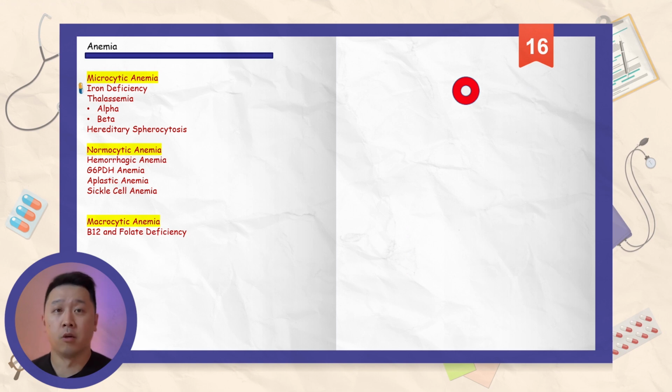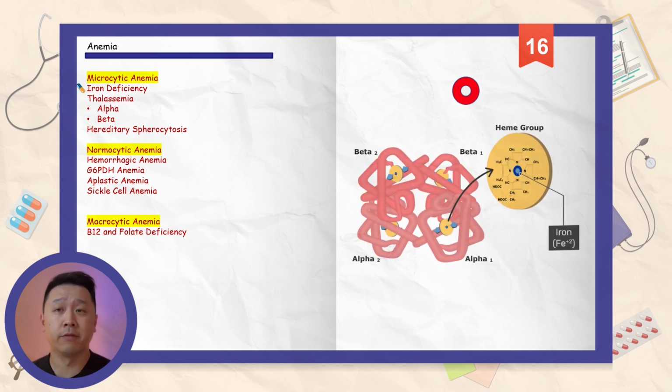Microcytic anemia, one of the most common, is iron deficiency. It's one of the subtypes of microcytic anemia, and iron is usually needed for the production of hemoglobin. Without iron, the production of hemoglobin is compromised, as well as oxygen transportation. This would explain why the mean corpuscular volume in iron deficiency is usually smaller due to the lack of hemoglobin.